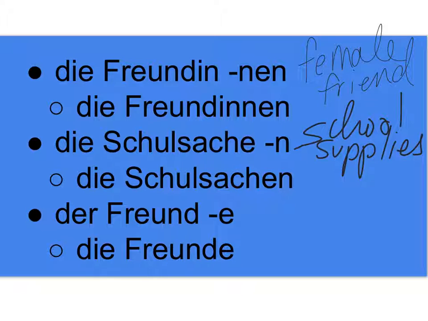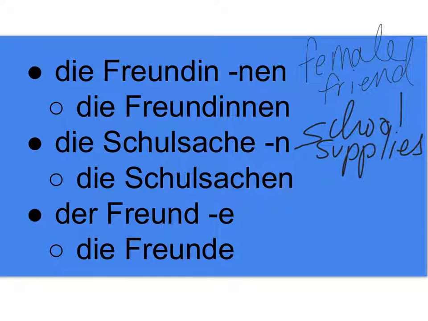Okay. So Schulsache would be singular. So school supply. And how do you say the plural? Everybody. Schulsachen. Yeah, it's good and flummy in the middle. Try it together. Schulsachen. There you go.